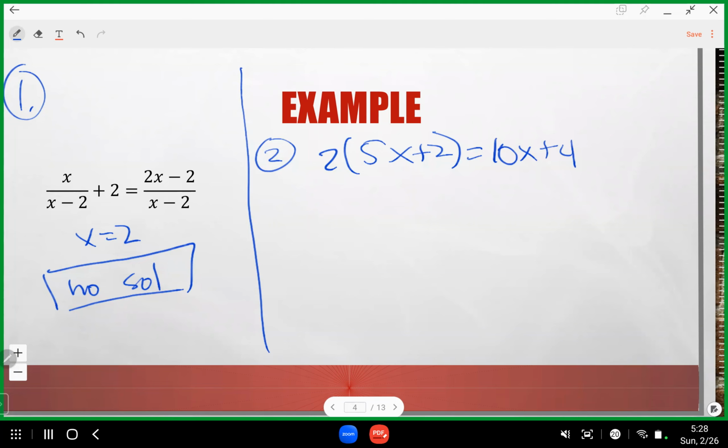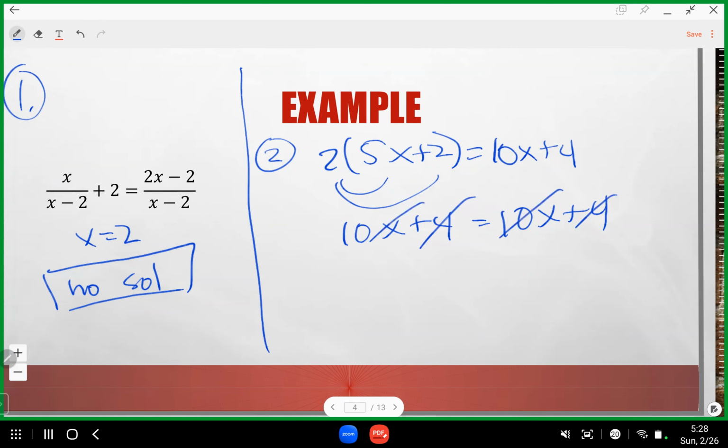When you distribute this, you can actually see it's going to be 10x plus 2 times 2, which is 4, right? Using this distributive property. Okay, and then you get 10x plus 4 also on this side. And this is very weird, right? Because you get the exact same thing on the left side and the right side. So you can actually just cancel everything out. 4 cancels out. 10x cancels out.